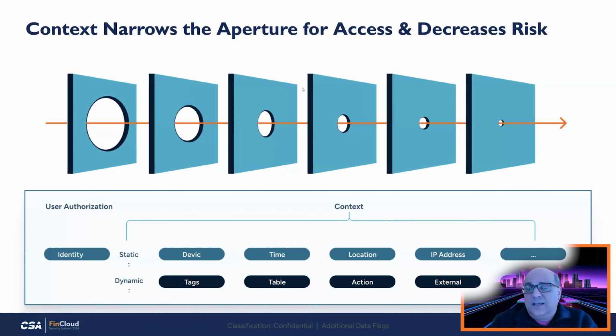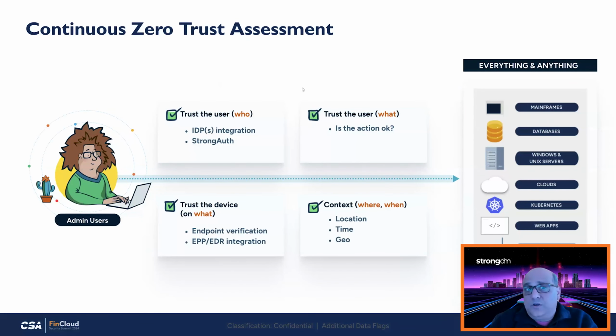All without adding a burden for the user to think about what credential are they using? Where are they storing the credential? Is this the credential that gives them access to production, or is this a credential that gives them access to a test database? So we call this continuous zero trust assessment.